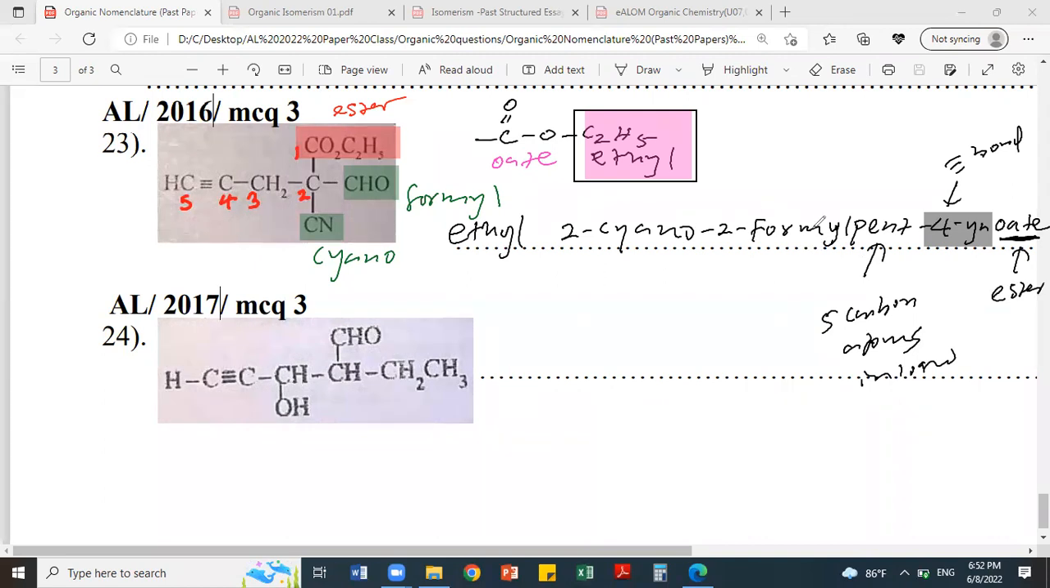Why this 2-cyano and 4-methyl? Because the 2-cyano and 2-4-methyl side groups are attached to the second carbon. Understood? Is that clear, Chenami and Sishan? Your answer is correct, except for that ethyl thing.